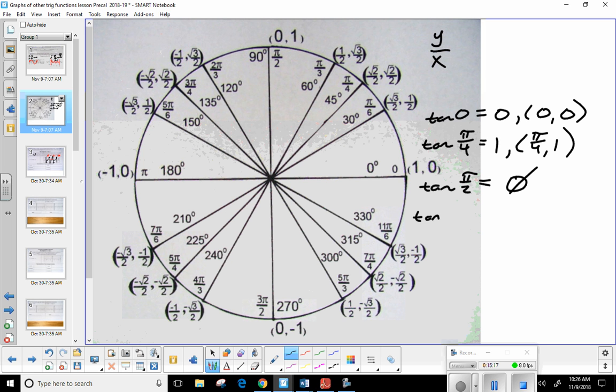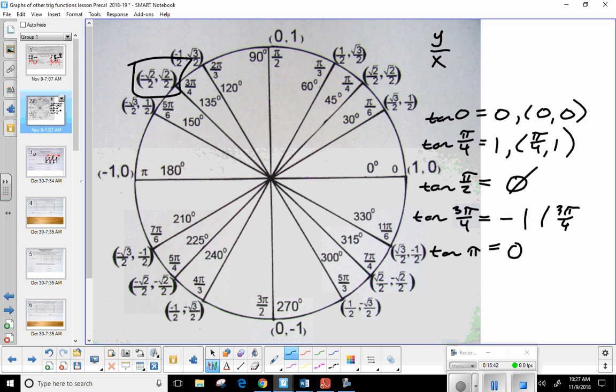Okay. So tangent of 3 pi over 4. Well, I'm at this ordered pair. So what's that y value divided by that x value? -1. And let's go ahead and do one more. Okay, we rotate all the way to pi. Half a revolution. So tangent of pi, 0 divided by -1. 0. So this gives me 3 pi over 4, -1. This gives me the ordered pair pi, 0.